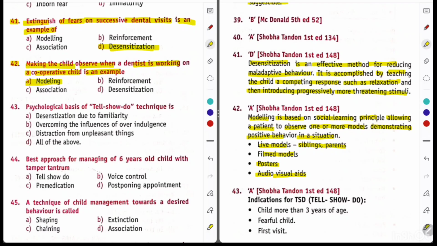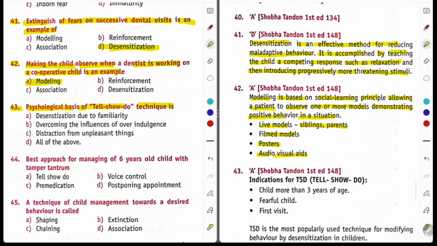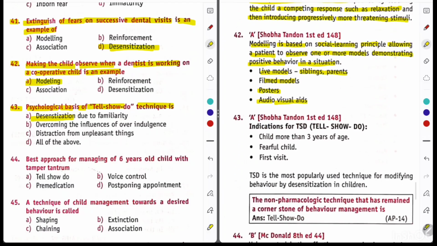Okay, now question 43. Psychological basis of tell show do technique is. Option A, desensitization due to familiarity. Option B, overcoming the influences of overindulgence. Option C, distraction from unpleasant things. Option D, all. So the answer is option A, desensitization due to familiarity.